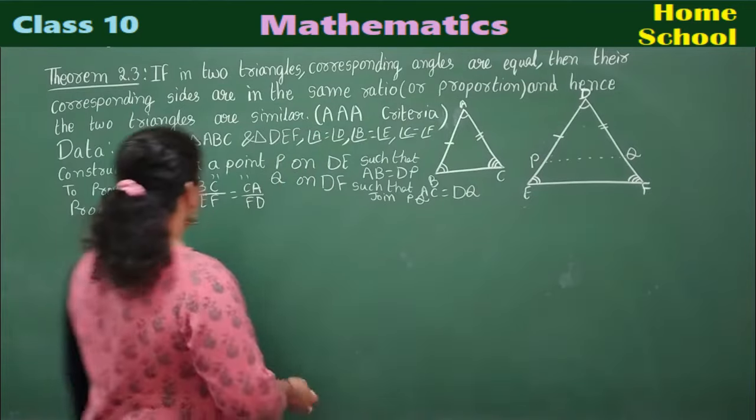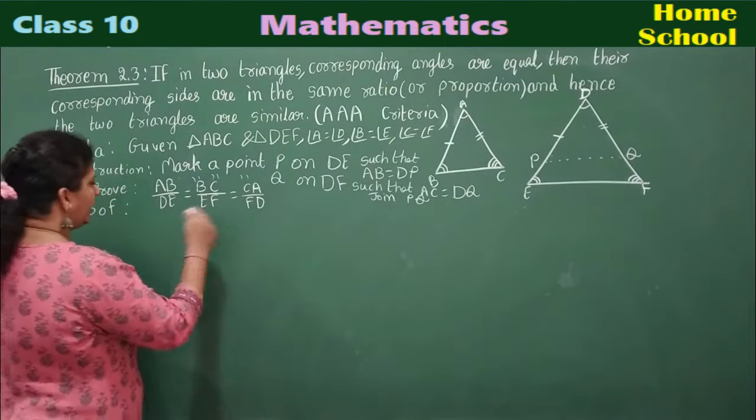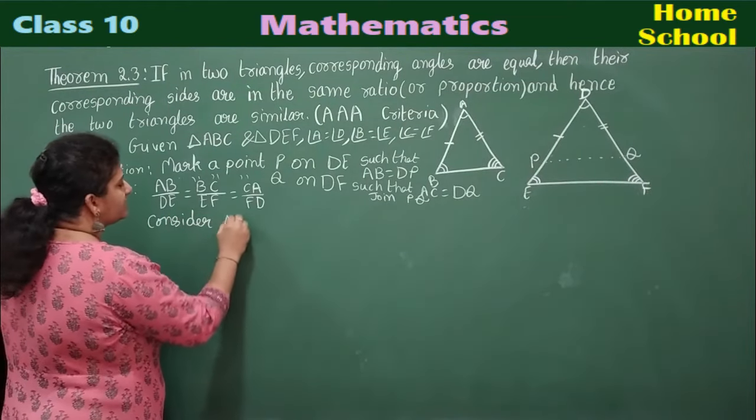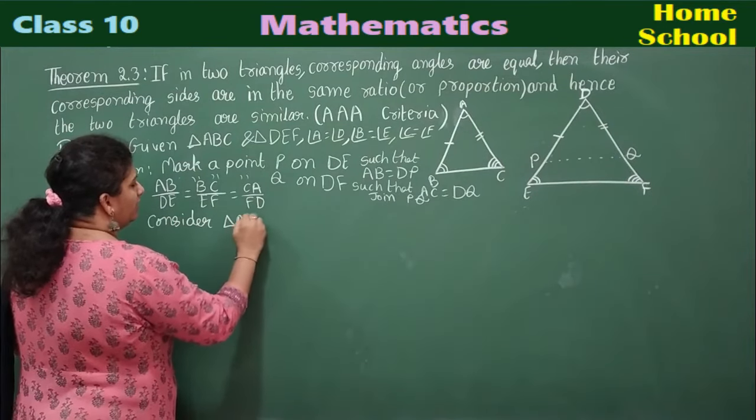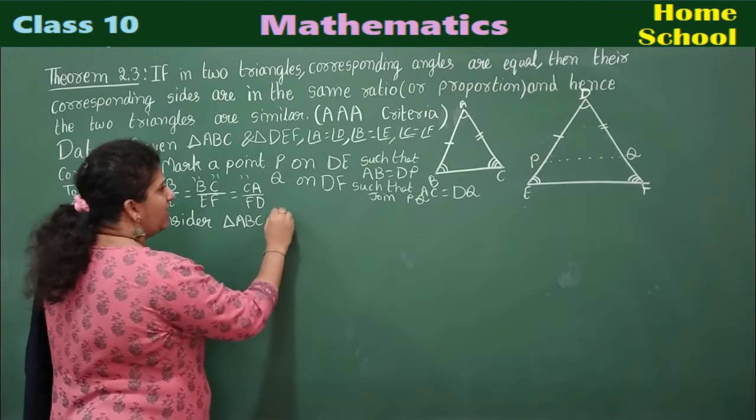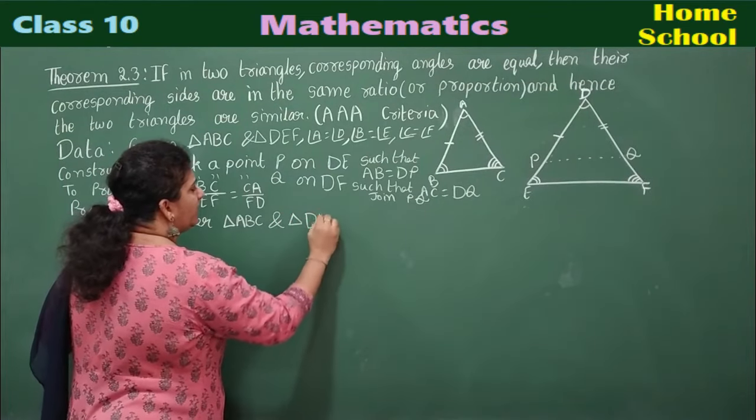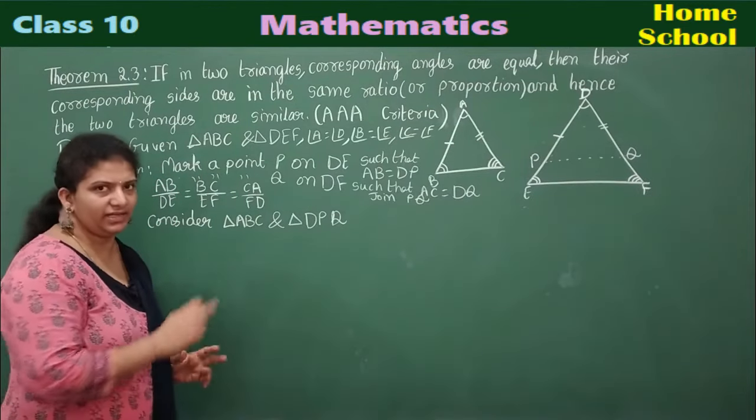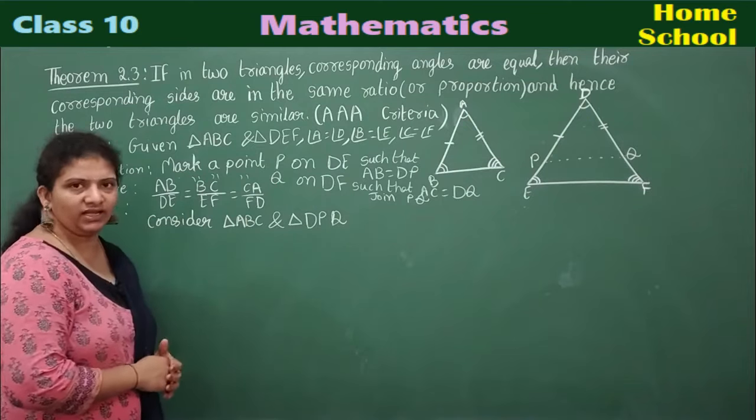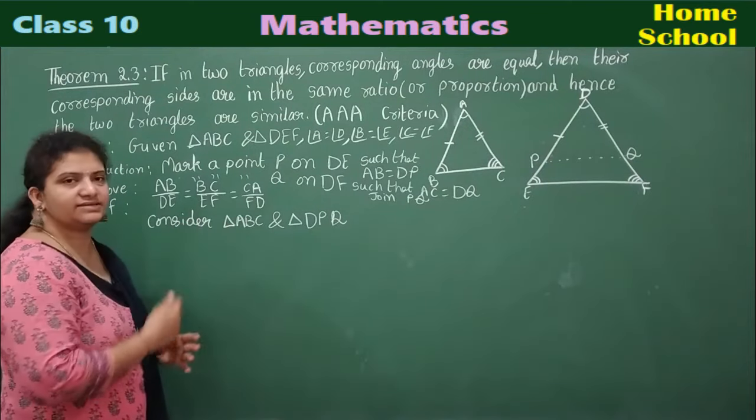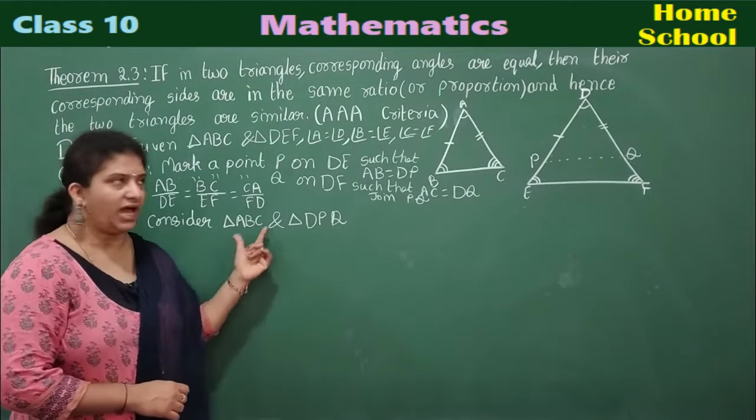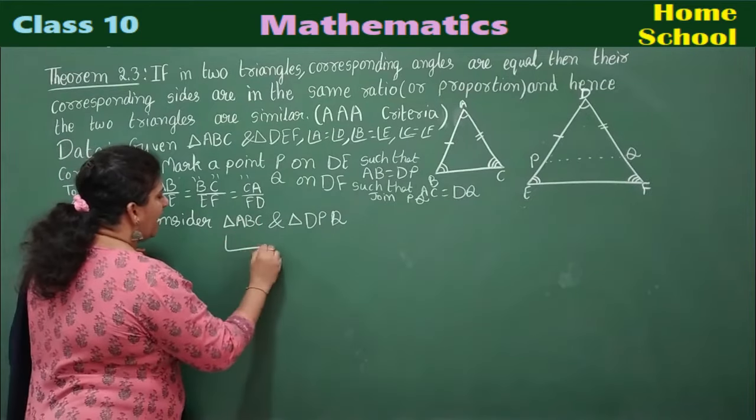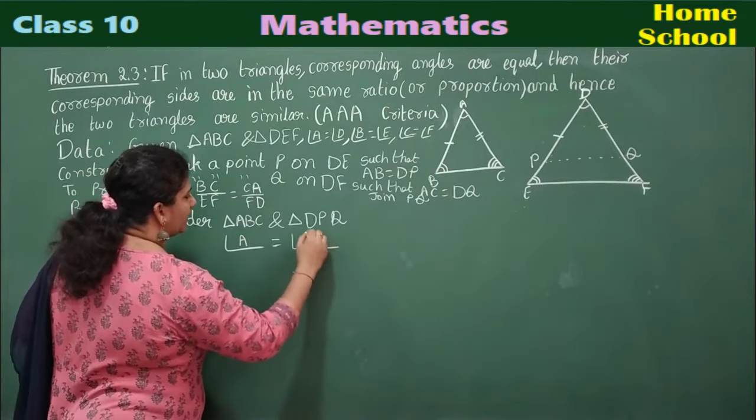Let's start the proof. So here, how do we prove here? Consider triangle ABC and triangle DPQ. Consider triangle ABC and triangle DPQ. So now, what's the given data? You know, right? In that, all the three angles are equal. So while I am proving, I'll consider the above two triangles here, children. And then I say here, angle A is equal to angle D.